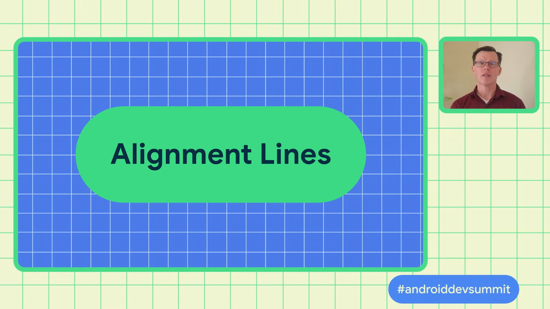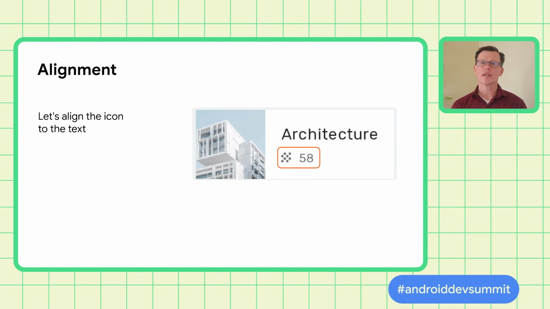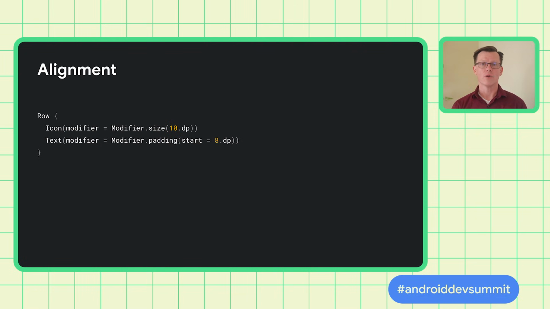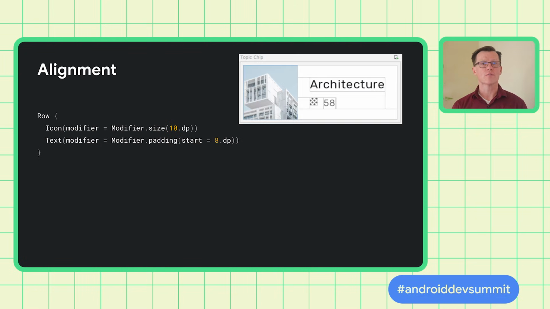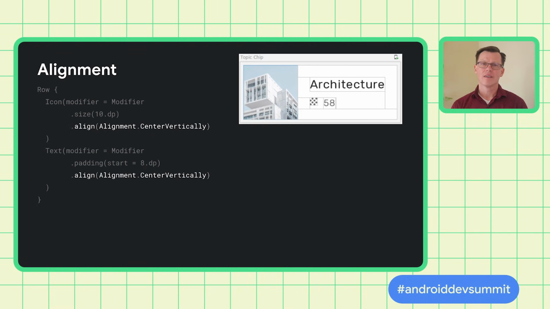Alignment lines allow us to align by something other than the top, bottom, or center of a layout. The most commonly used alignment line is text baseline. My designer gave me this design with an icon next to some text. Looks pretty easy to do. I'll just use a row with an icon next to the text. The Android Studio preview shows me that I made a mistake. The icon is at the top, and that looks weird. I can fix that. We can center both the icon and the text.